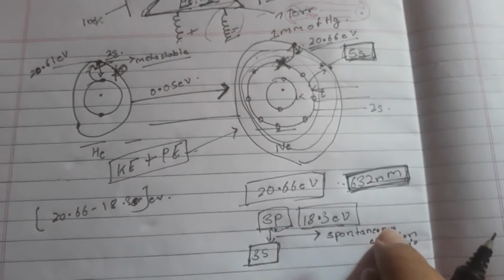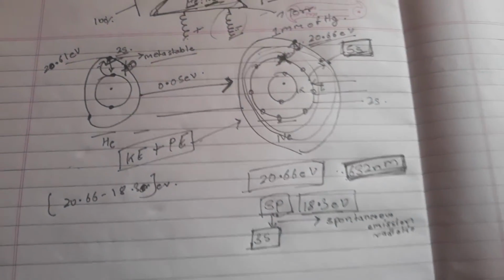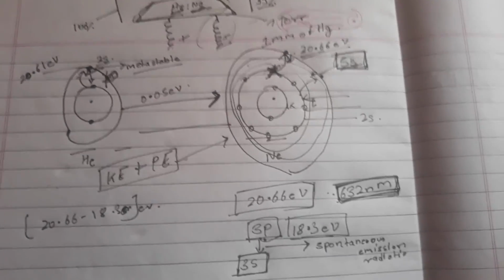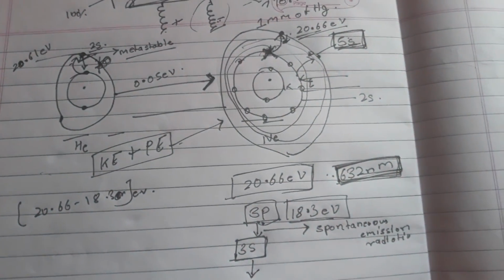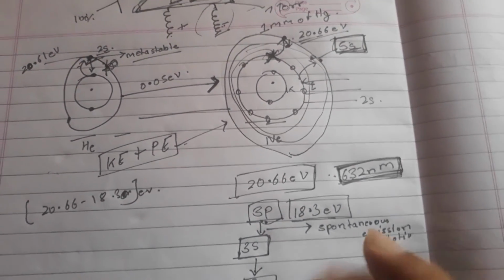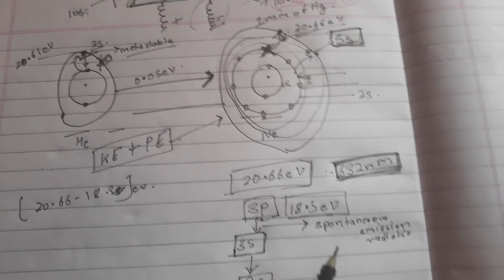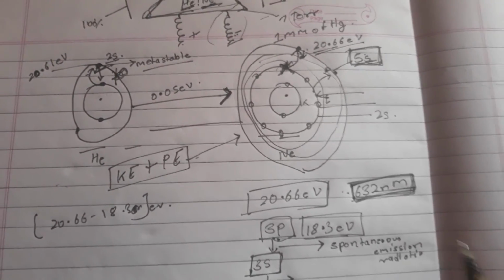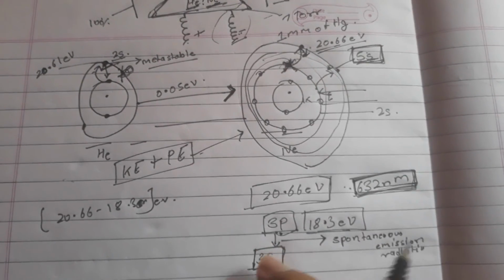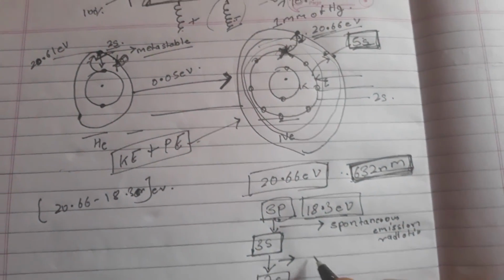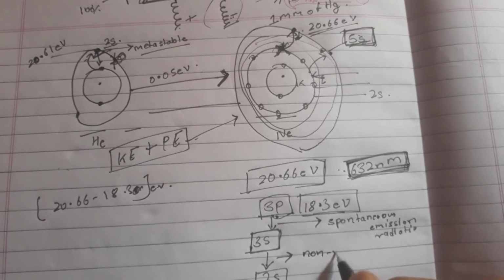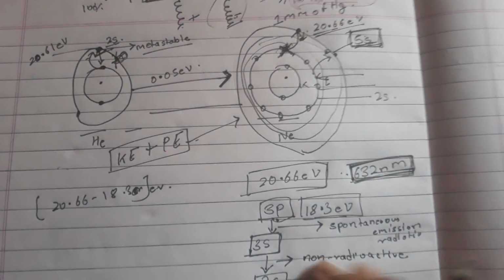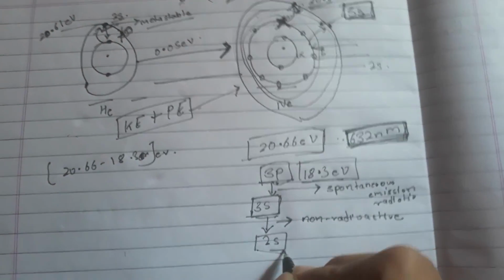Basically, this is a normal radiation. This is not laser radiation. We don't need this radiation. And further, it goes through disintegration to the 2s state where it is stable. It does not have any energy in this state. And the transition from 3s to 2s is non-radiative. So basically, it does not emit any radiation when going from 3s to 2s.